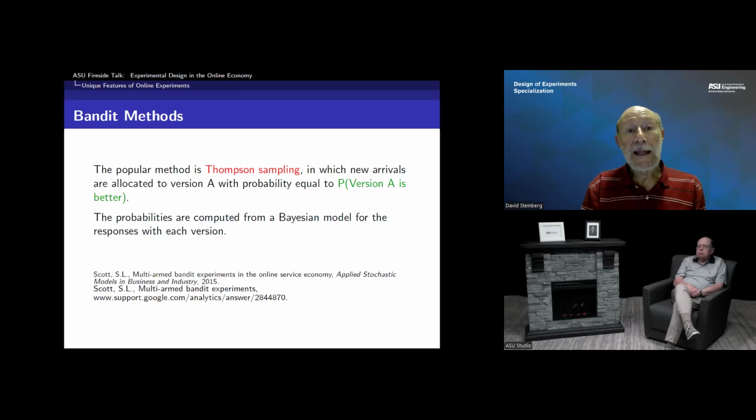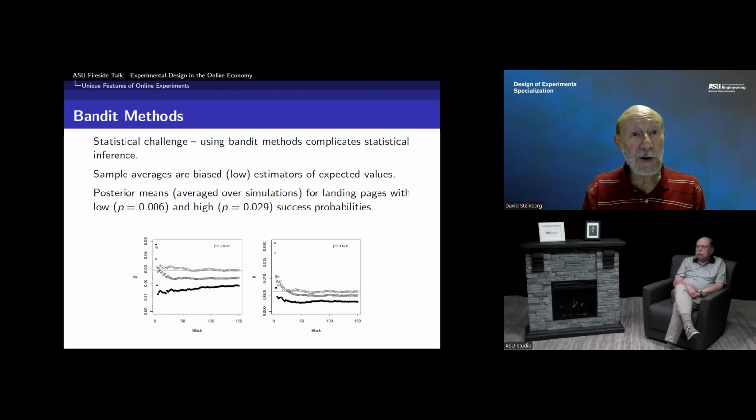And there are a variety of ways to cool this down, because this tends to get overexcited and switch to better versions too quickly, but it does work quite well. It also poses some interesting statistical challenges, because using these Bandit methods complicates statistical inference. It actually turns out, and one of the first things you learn in statistics, right, is if you want an unbiased estimator of an expected value, you compute a sample average, right? Sample averages are actually biased estimators if you're using these Bandit allocation methods. Sounds bizarre, but that's true.